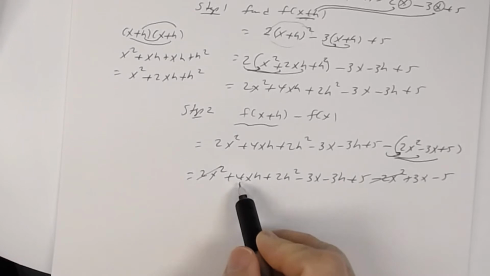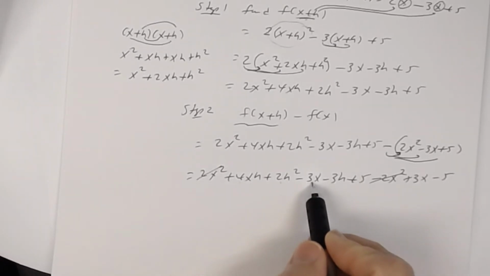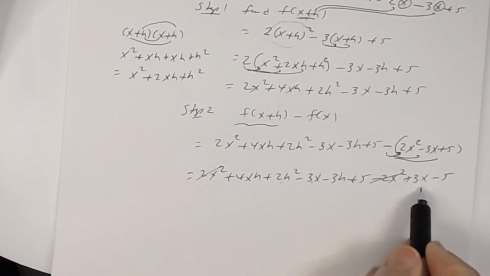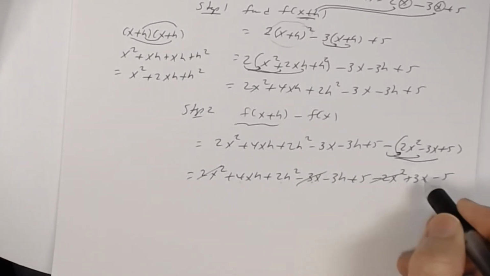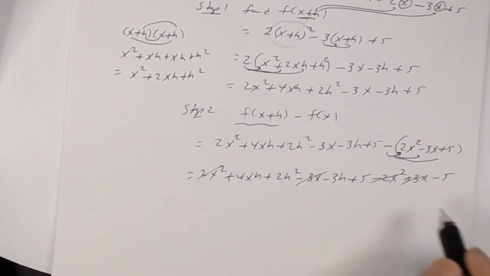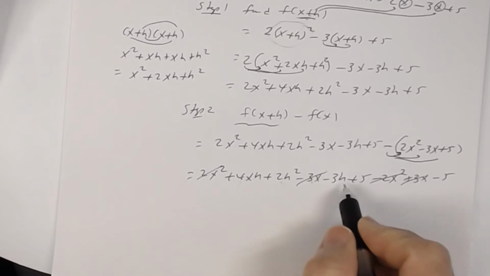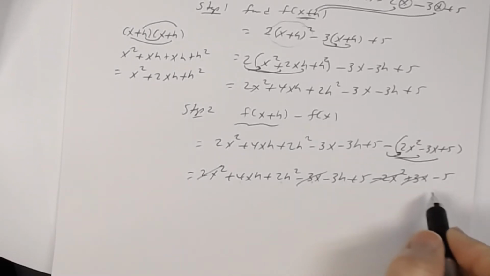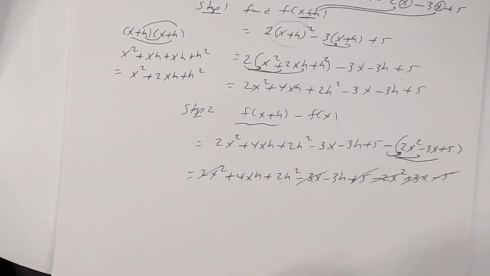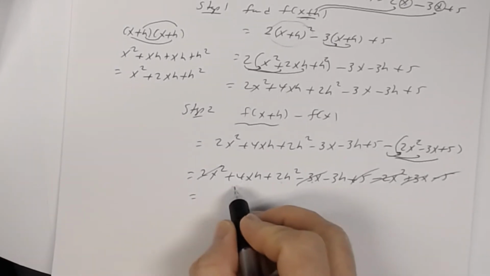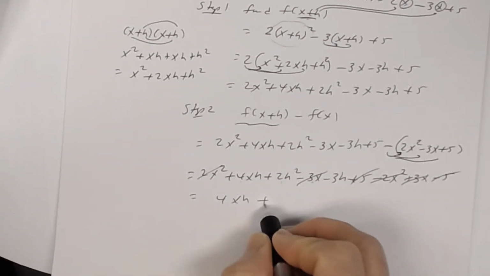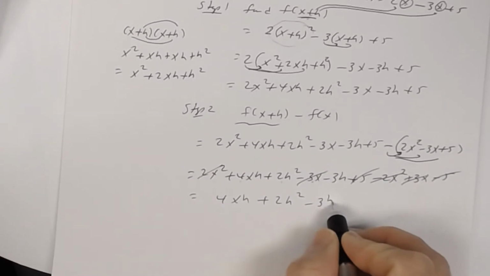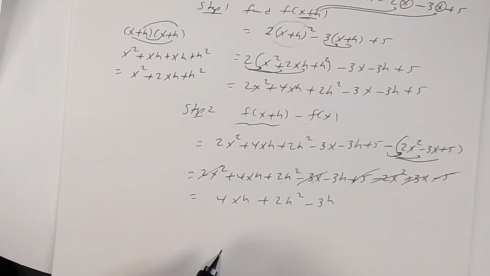This has a factor of h. This has a factor of h. This does not. Its opposite better be around, and it is. Negative 3x, positive 3x has to be 0. This has a factor of h. This does not. 5, negative 5, that becomes 0. So the only thing left over is 4xh plus 2h squared minus 3h, and those are not like terms.